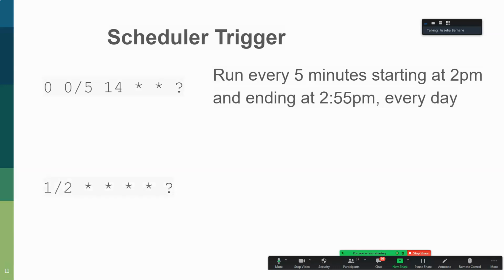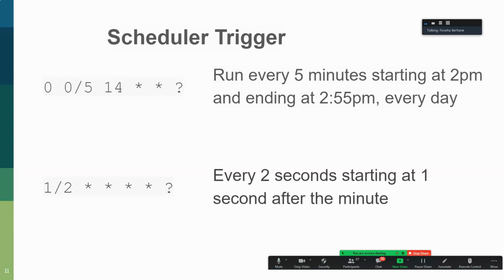So you see, for second, you have 1/2. All the rest are asterisk. What this means is, the increment, the denominator, is 2, so it is running every 2 seconds. That we know. But when is it going to start? It is going to start 1 second into the minute. So it starts at second 1, then it runs every 2 seconds, starting from there. So every 2 seconds, starting at 1 second after the minute, it runs. So in this slide, we are showing increments. So you can see how Cron expressions are very flexible.